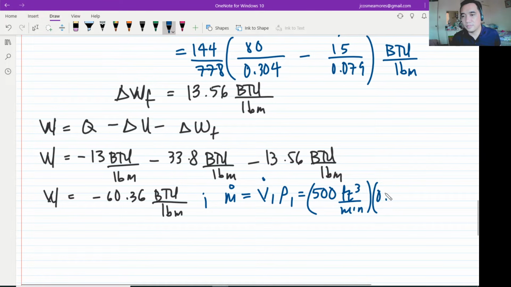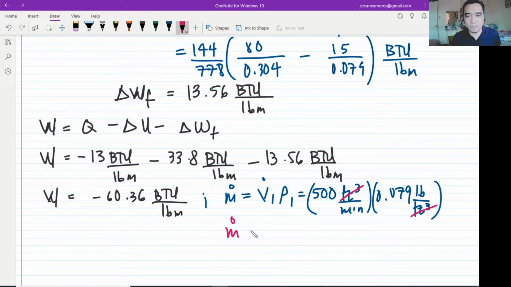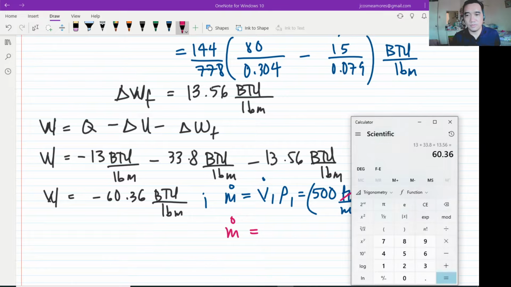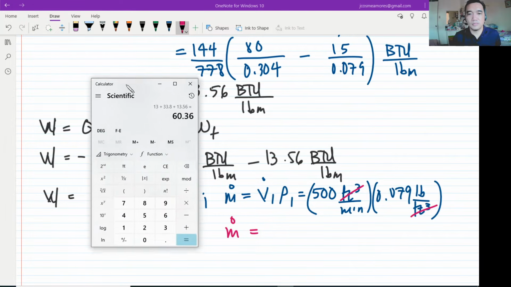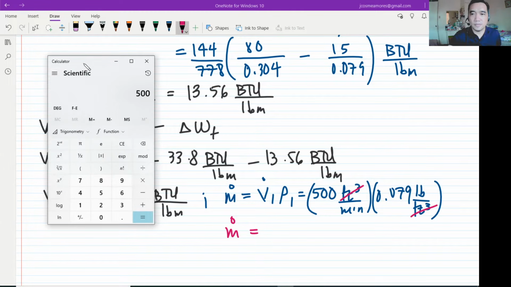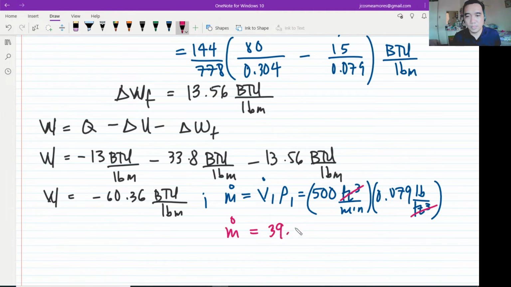Okay, 0.079 pounds per cubic foot. So cubic foot will cancel out and we have pounds per minute. That is the unit for mass flow rate. So 500 times 0.079 is 39.5 pounds per minute.